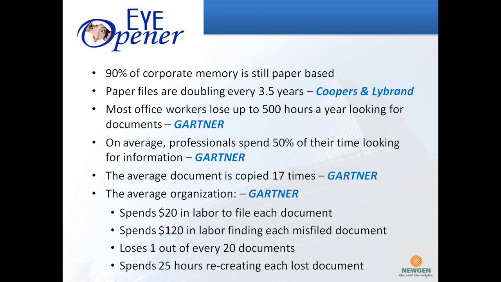On an average, professionals spend half of their time looking for information. A document gets copied 17 times in its life cycle. In an average organization, $20 is spent to file each document, $120 to find a misfiled document. 1 out of every 20 documents gets lost. And to reproduce this lost document, you spend another 25 hours. So these are some interesting data points that various research analysts have published.